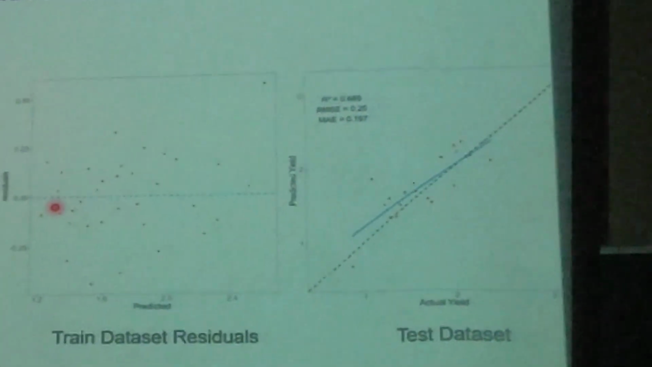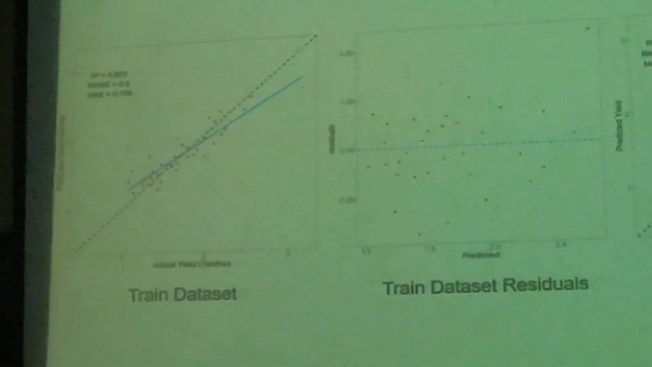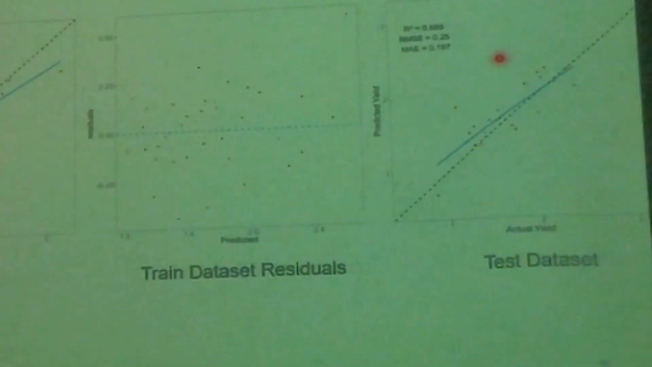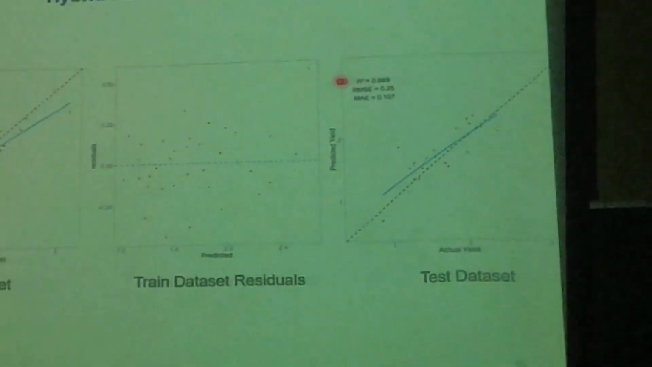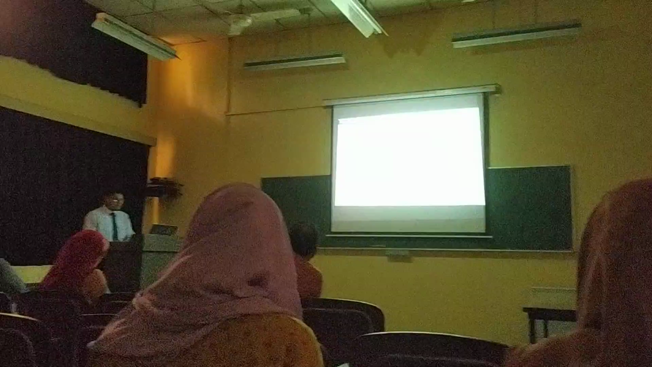ElasticNet has performed better than Lasso in the train data set, but in the test data set it did not perform well due to lack of consistency and stability. So we have selected Lasso as the best model for hybrid parameter modeling.